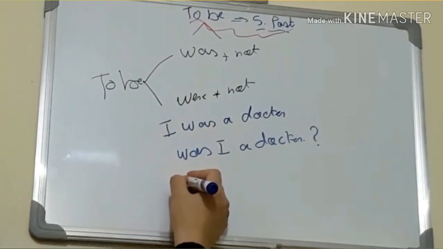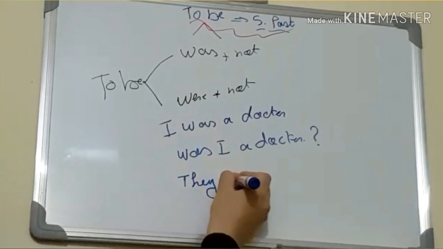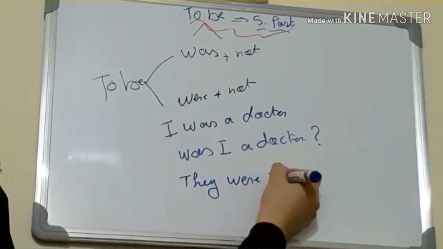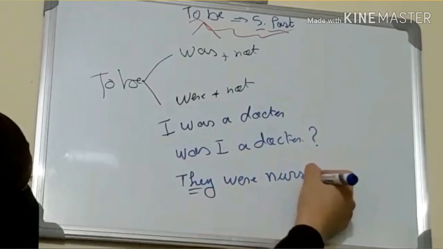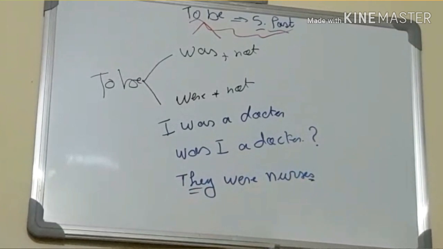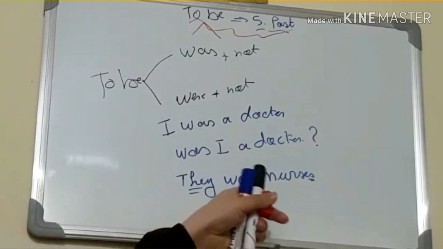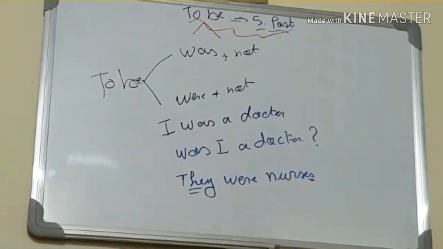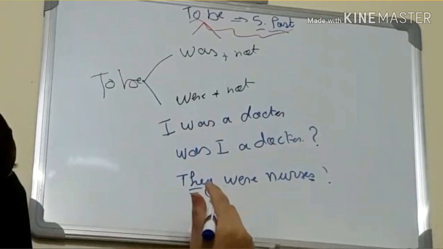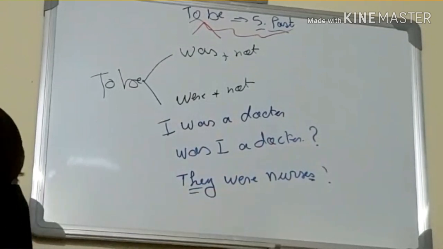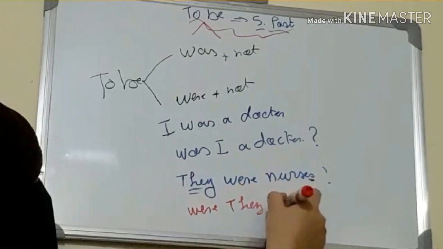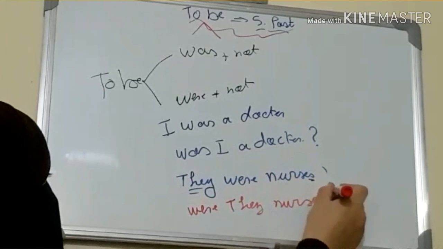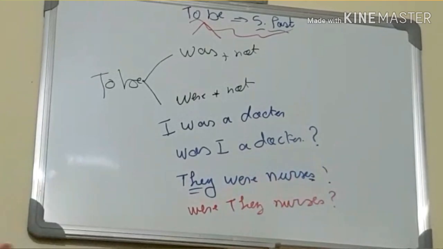You are or they. They were nurses. Okay, because this is plural, we add S. In English, the plural S is always pronounced, unlike French. They were nurses. Okay, this is the affirmative form. And the interrogative form: were they nurses? Were they nurses? Yes.